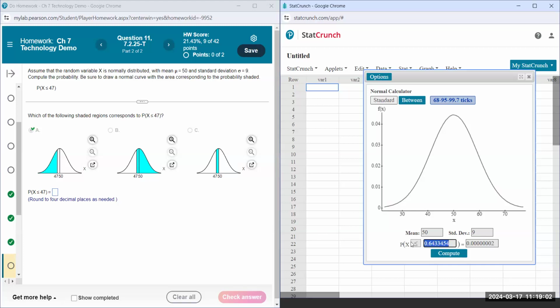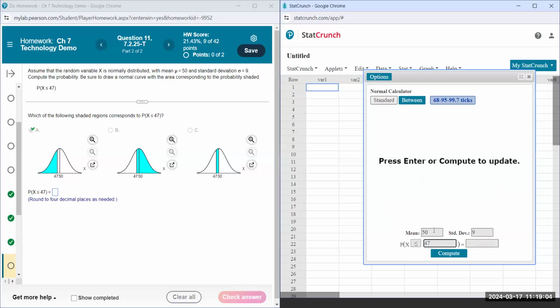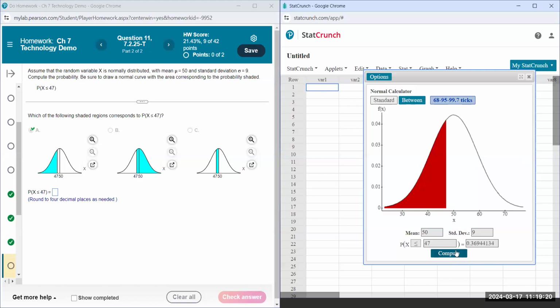So that's 47. So this is 50 years, 9 years. What is the probability that it's less than 47 years? So all these units should be the same. Years, years, years. The only one that's not years is this one, because this one's the actual area that the curve takes, or the probability of that happening. 4 decimal places.